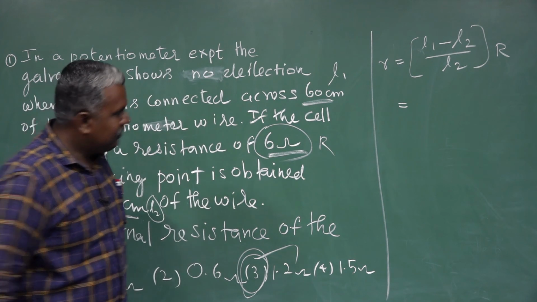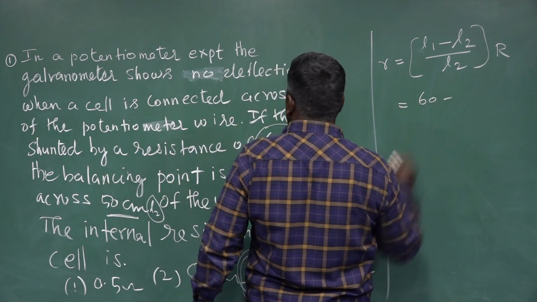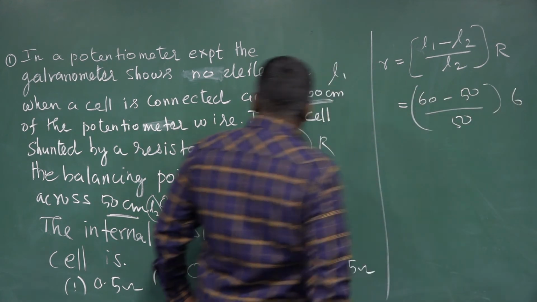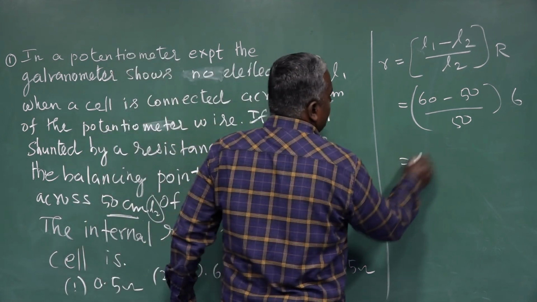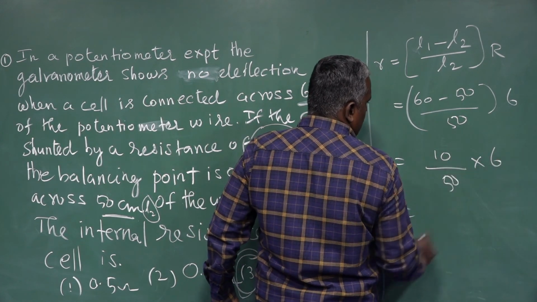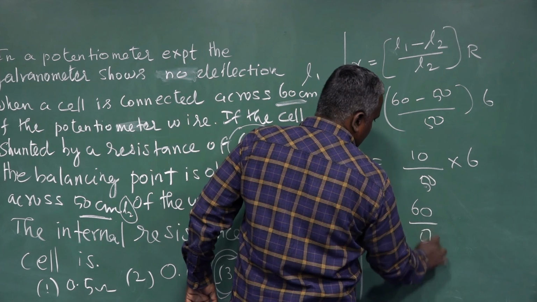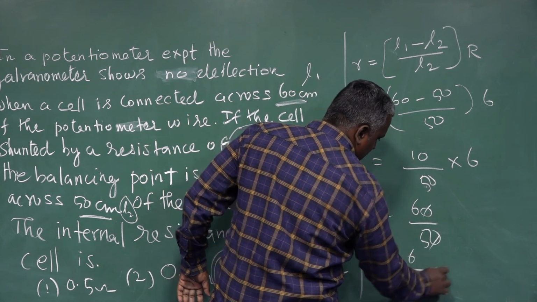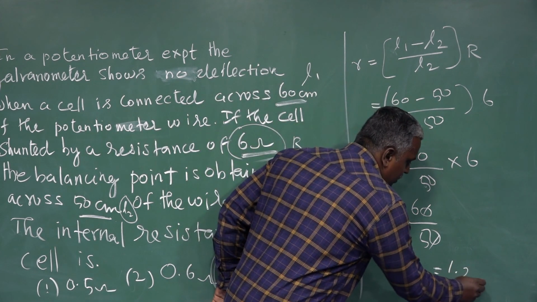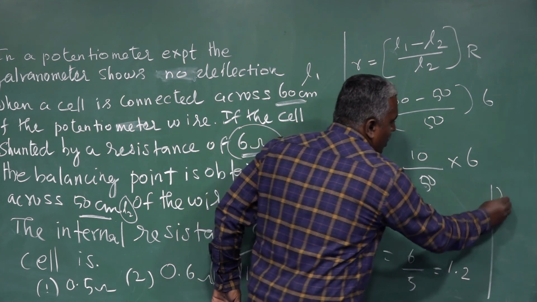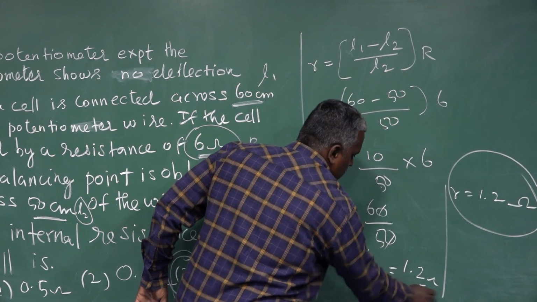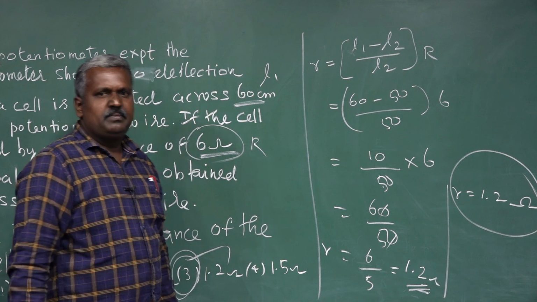1.2. How? L1 value is 60, L2 is 50, so 10 by 50 into caps R, which is 6. 6 into 10 is 60, by 50. 6 by 5: 1 five is 5, remaining 1. So small r is equal to 1.2 ohm. That's a very simple problem.